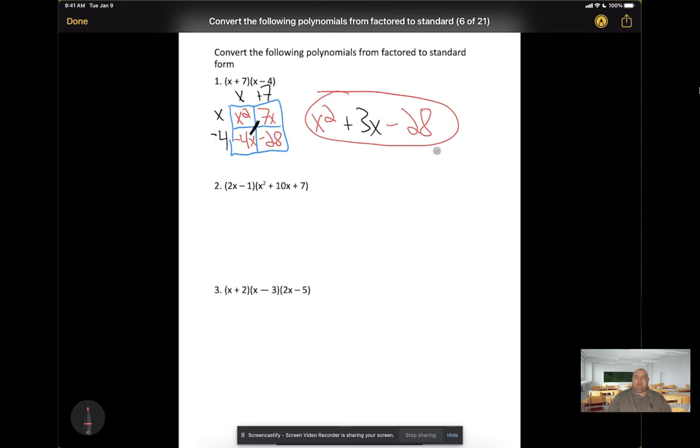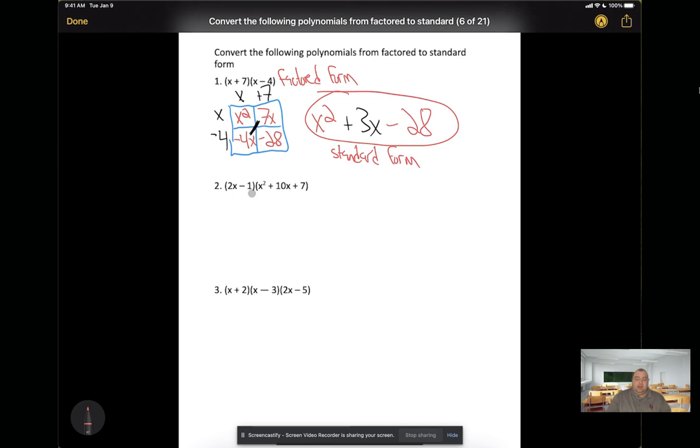So what I just circled is what we call the standard form. This is the standard form of the polynomial. This is the factored form. And then by using the box method, I get the standard form. So that's it for number 1. Let's look at number 2.